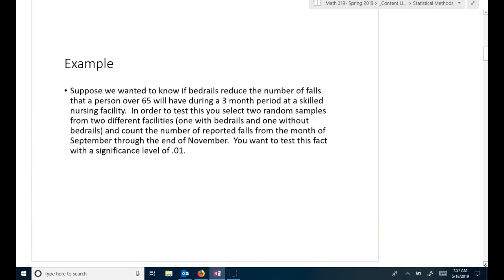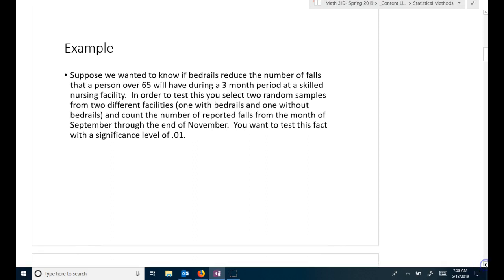Suppose we wanted to know if bed rails reduce the number of falls that a person over 65 will have during a 3-month period at a skilled nursing facility. In order to test this, you select two random samples from two different facilities, one with bed rails and one without bed rails, and count the number of reported falls from the month of September through the end of November. You want to test this with a significance level of 0.01. All right, so we've got a couple of things that we want to notice here.